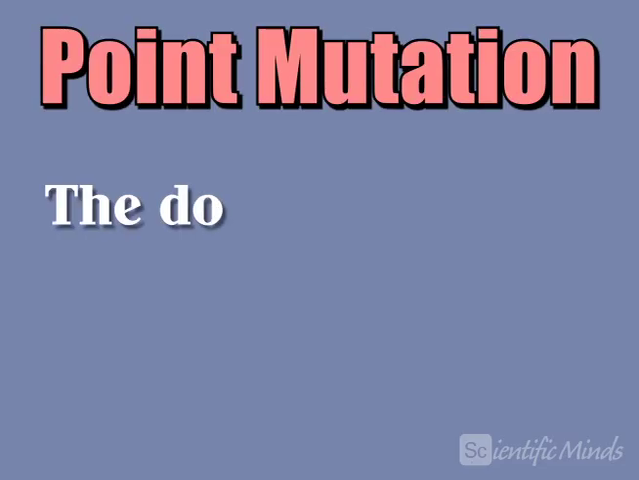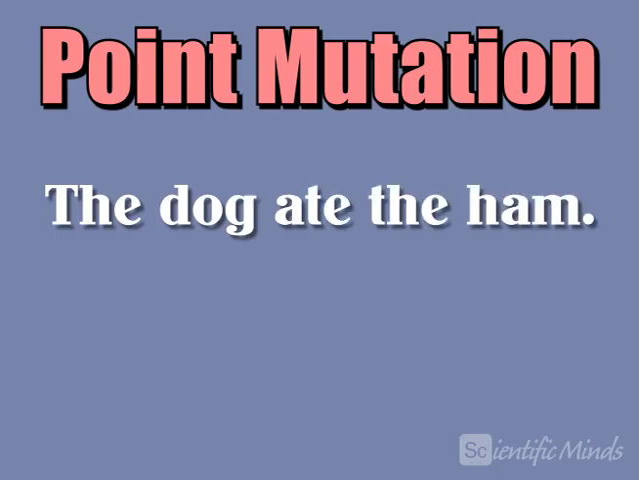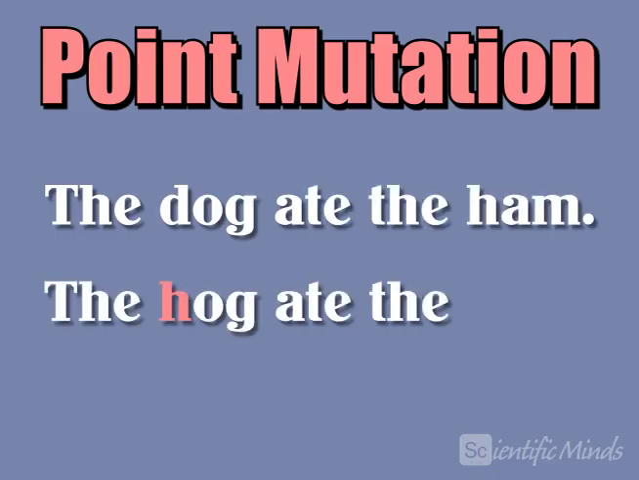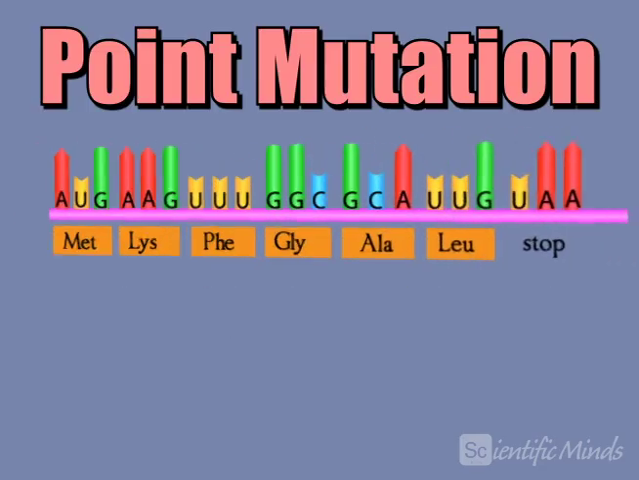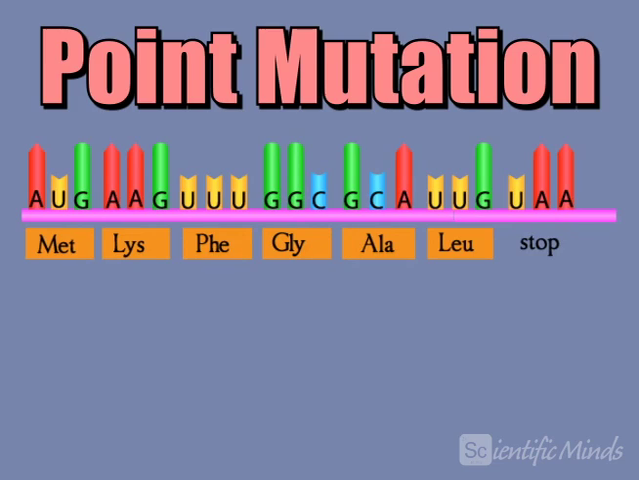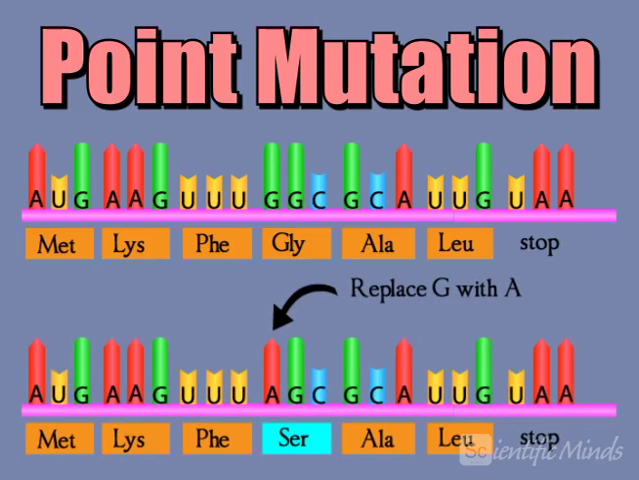This sentence shows what happens in a point mutation. Changing only one letter in this sentence changes one word, and it alters the meaning of the sentence. A point mutation is a change in a single base pair of the DNA. Notice how changing only one base changes the codon, causing a different amino acid to be inserted into the chain. This could interfere with how the protein functions.